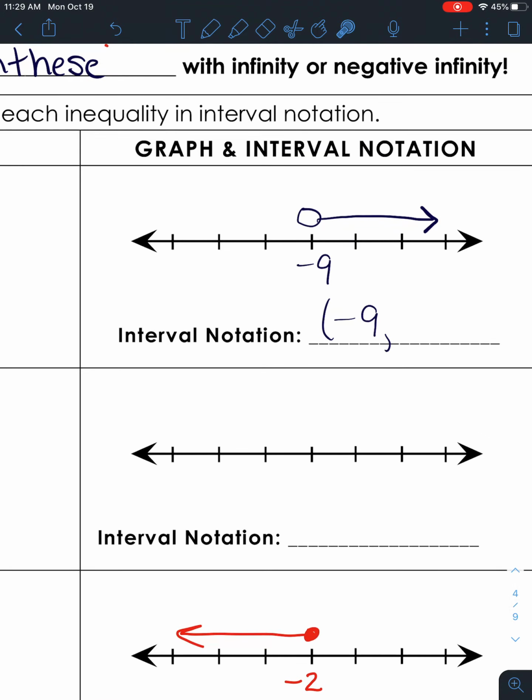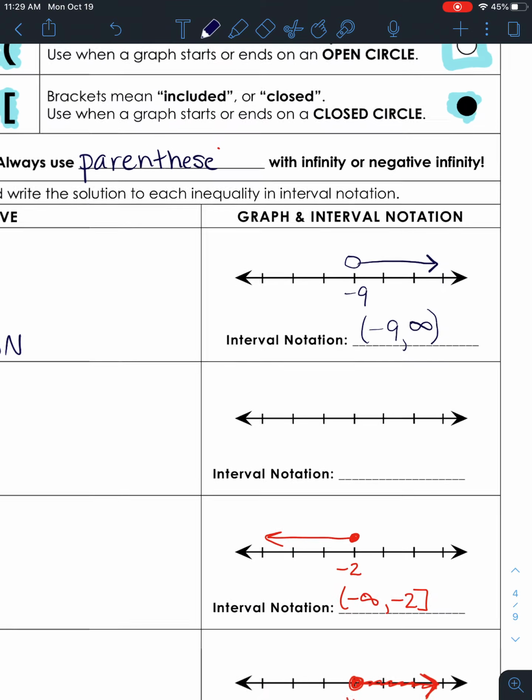Now, as we continue along our graph, it's going to go on and on forever, right? That's what that arrow means. So with that going on and on forever, that's going towards infinity, to infinity and beyond. Okay, and once again, infinity will always get a parenthesis. Let's try another one.